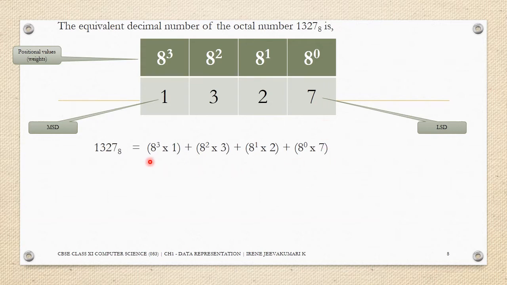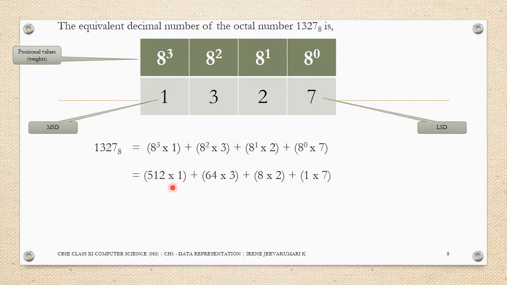In this expression, the exponentiation operator gets the highest precedence. So let us evaluate all these exponentiation operators. 8 power 3 will be 512, 8 power 2 will be 64, 8 power 1 will be 8 and 8 power 0 will be 1. Let us substitute all these in the expression. So the expression looks like this: 512 multiplied by 1 plus 64 multiplied by 3 plus 8 multiplied by 2 plus 1 multiplied by 7.